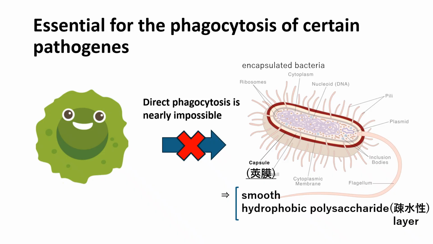Moreover, opsonization is essential for the phagocytosis of certain pathogens. A classic example is encapsulated bacteria. Their capsule consists of a smooth, hydrophobic polysaccharide layer that physically blocks pattern recognition by receptors. As a result, phagocytes can barely recognize these organisms in their native state, and phagocytosis is almost completely absent.